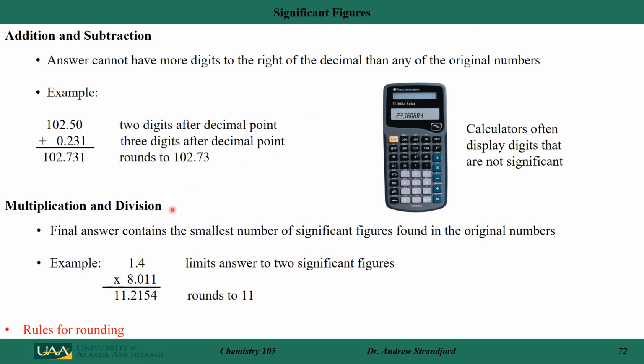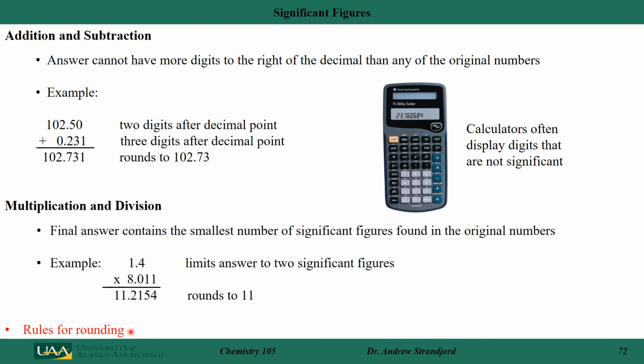When I do multiplication and division, my final answer can contain only the smallest number of significant figures found in any of the original numbers. We don't worry about the decimal point in this case. Okay? So my first number here when I'm doing a multiplication is 1.4. That has 2 significant figures. The second number has 4 significant figures. My answer can only have 2 significant figures when doing either multiplication or division. So when I get my answer, I need to round it to 2 significant figures. In this case, I round it down to 11.